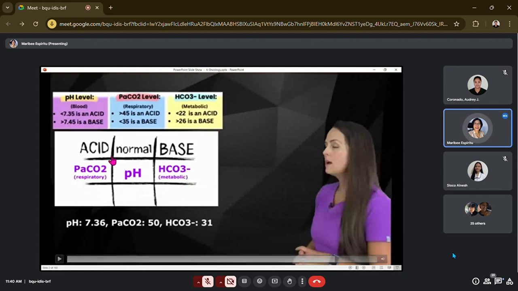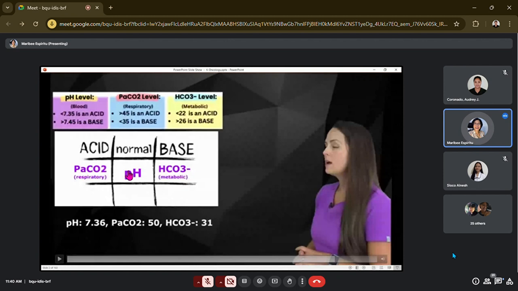Pero hindi tayo pwedeng magtapos sa fully compensated. Ano yung primary acid-base imbalance na meron yung patient? Remember, yung dalawa, abnormal. So, paano ninyong malalaman kung is it respiratory acidosis or respiratory alkalosis or metabolic acidosis or metabolic alkalosis? Okay. Next thing to look.